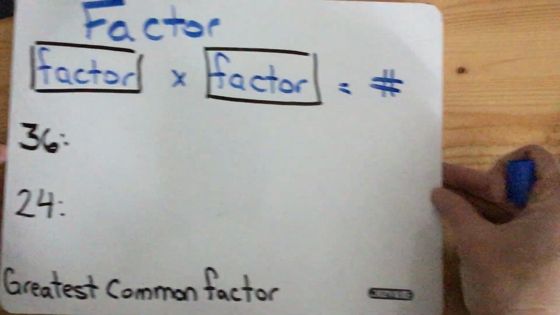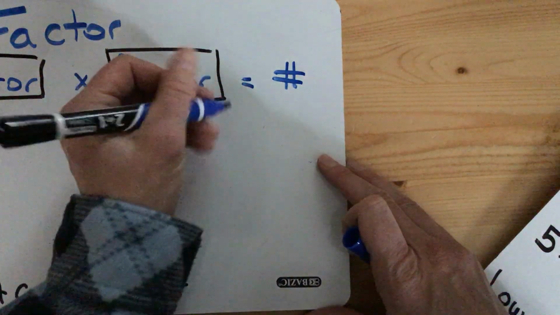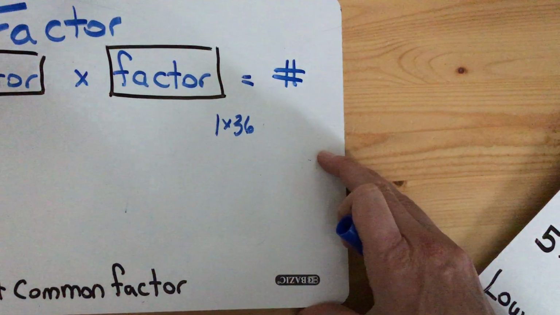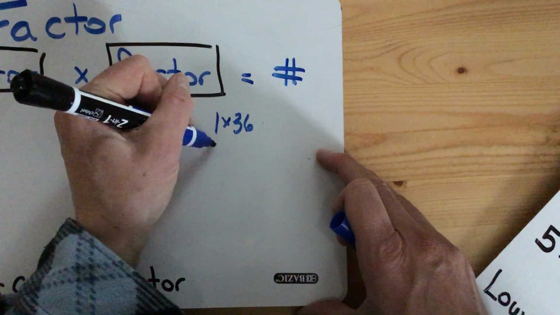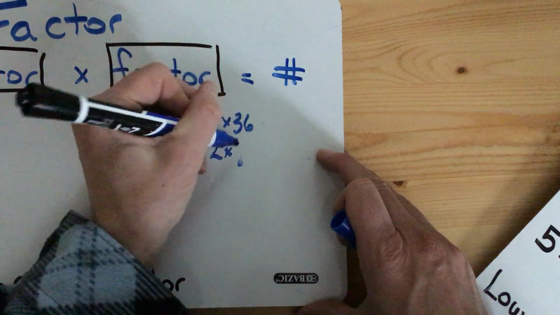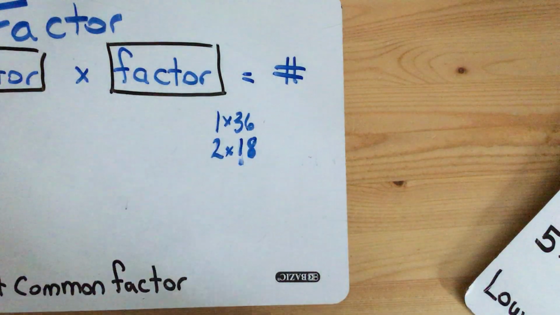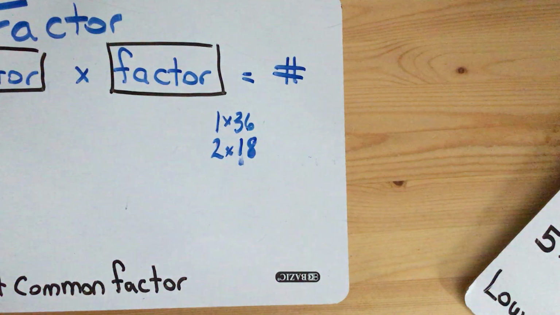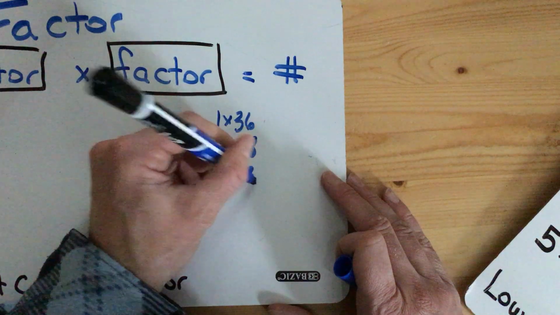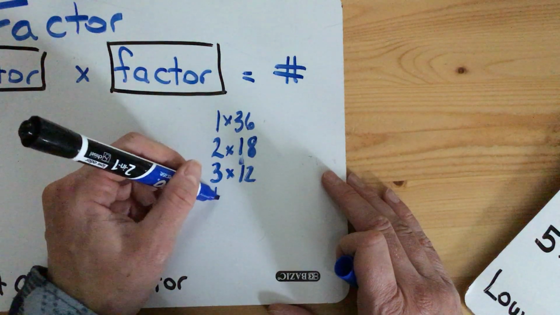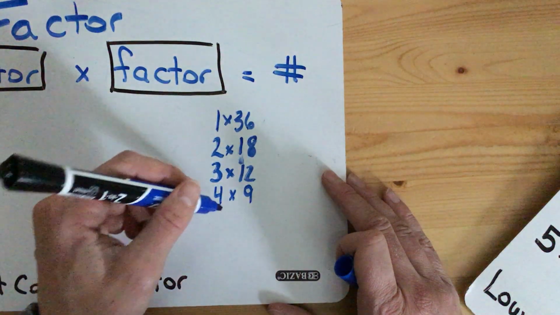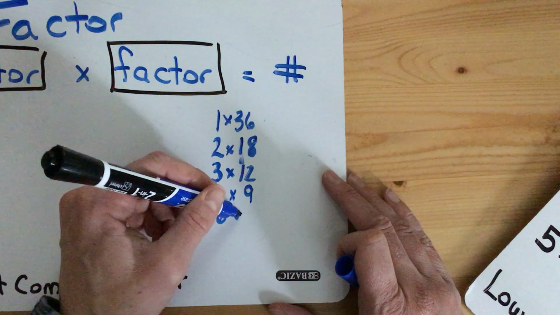So I'm just going to slide this over here like this and kind of have a little thing. So I know that 1 times 36 equals 36. I know 36 is an even number, so that means 2 can go into it. So 2 times 18 is 36. I know 3 can go into 36 12 times. I know 4 can go into 36 9 times. And last but not least, I know 6 times 6 is 36.